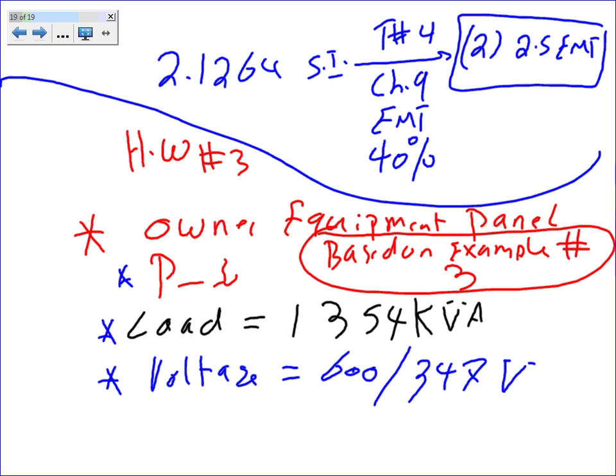I have a panel. It's an owner equipment panel. All these machines that you guys have in the manufacturing, that's a panel, not a service. And we have a load of 1354 kVA. The voltage is Canadian voltage, which we also use in the US, guys, 600/347. And we're going to find those 6-7 things based on example number 3, please. And homework, guys, is due on Monday of next week.